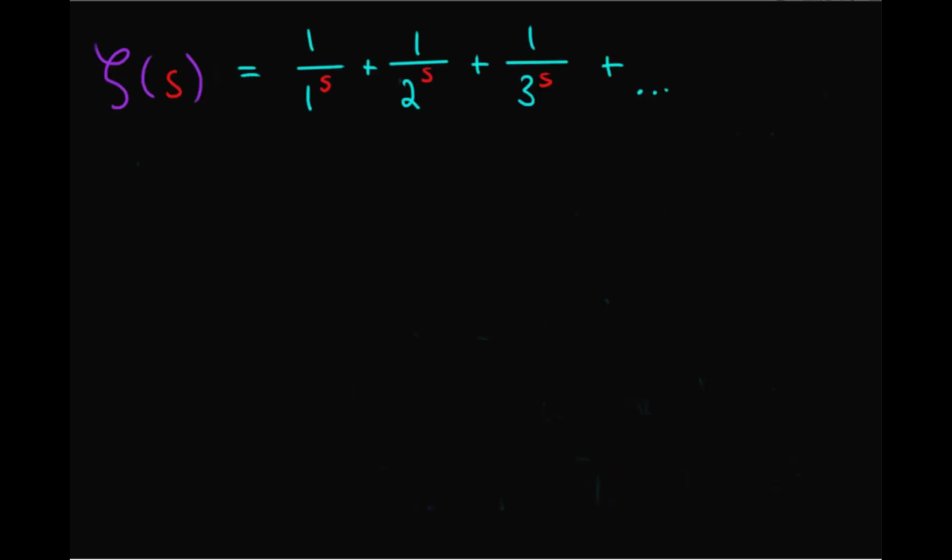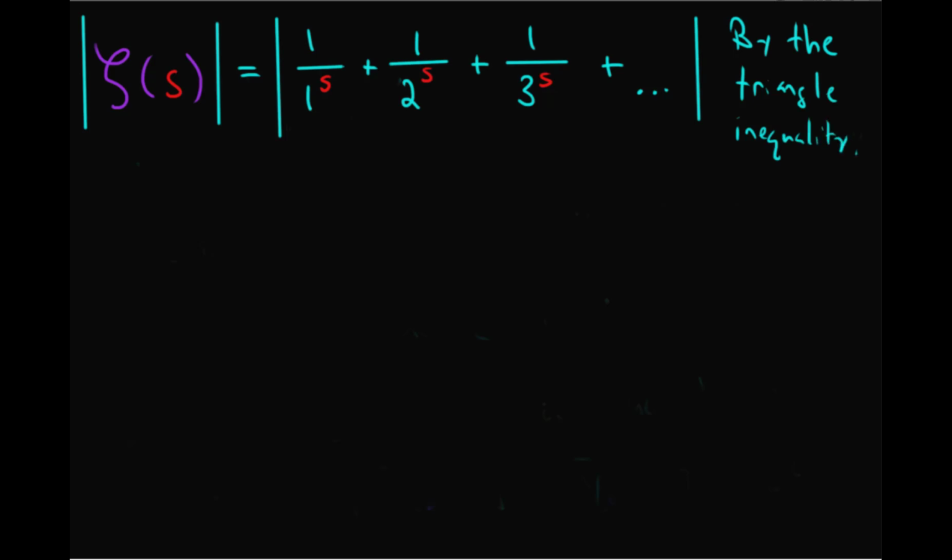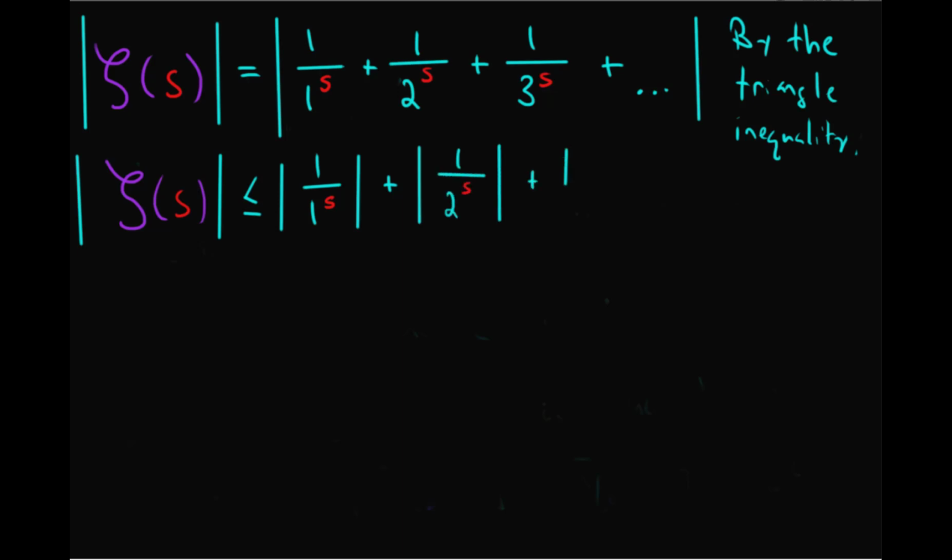So then, when we want to consider the convergence behavior of the zeta function, we can look at the modulus of the zeta function. So the modulus of the zeta function is just going to be equal to the modulus of 1 over 1 to the s, plus 1 over 2 to the s, plus 1 over 3 to the s, plus 1 over 4 to the s, and so on. But then we know by the triangle inequality that the modulus of zeta of s must be less than or equal to the sum of the moduli of the individual terms in this series. So in other words, the modulus of zeta of s must be less than or equal to the modulus of 1 over 1 to the s, plus the modulus of 1 over 2 to the s, plus the modulus of 1 over 3 to the s, and so on.